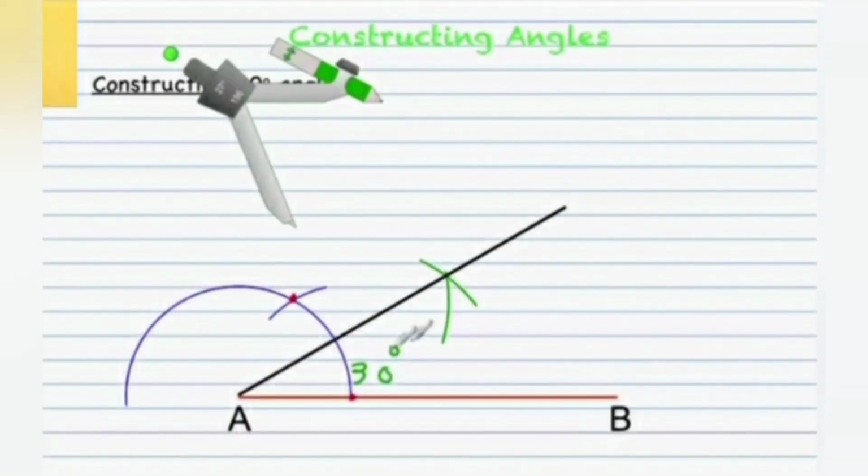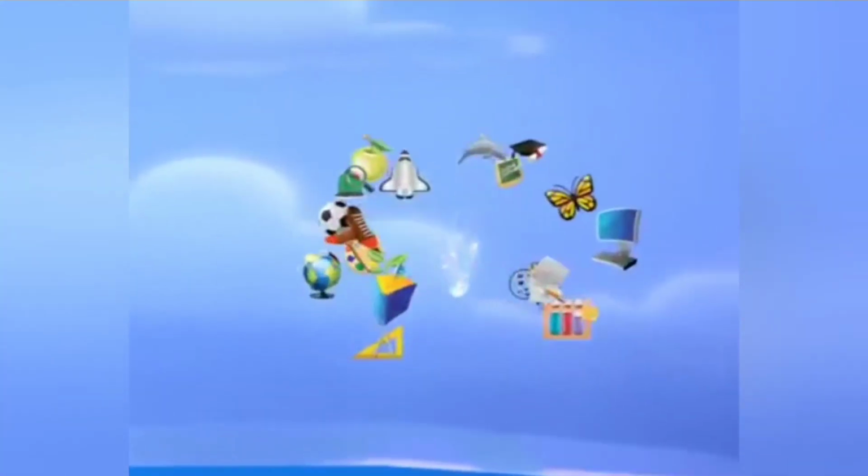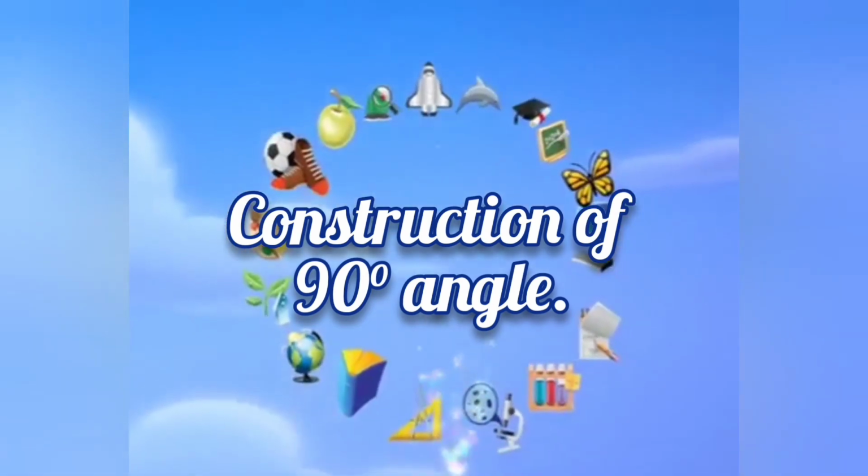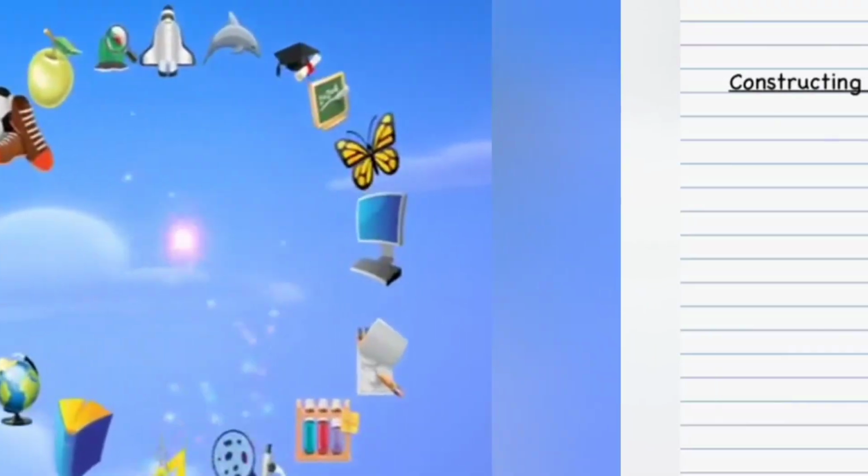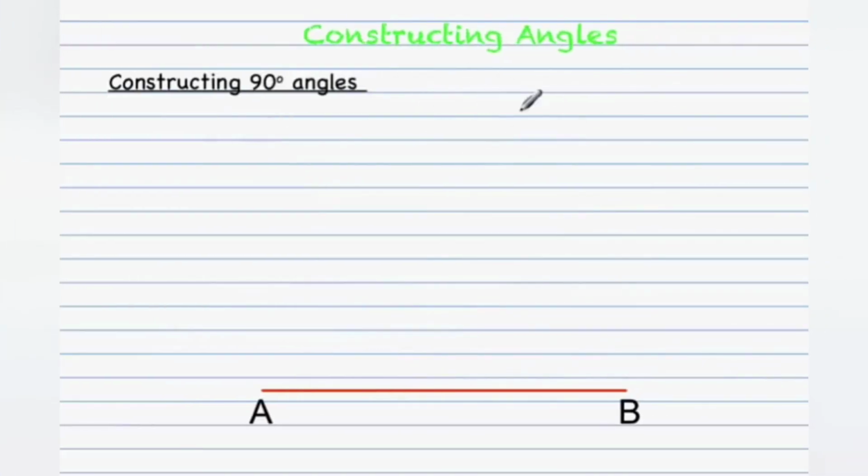Now that you know how to construct angle 30 degrees, let's move on now to construct angle 90 degrees. Alright, think of 90 degrees as the half point between 60 degrees and 120 degrees. So if you can bisect the angle between these two, then you will end up with a 90 degree angle.